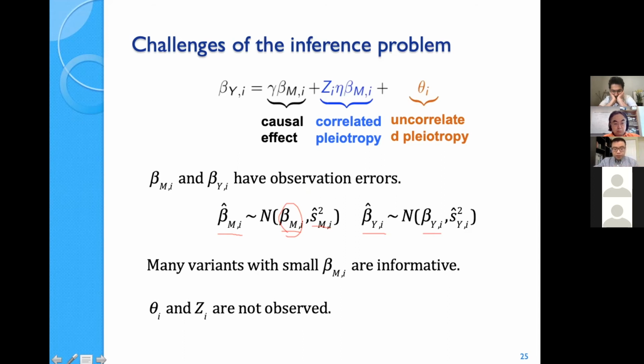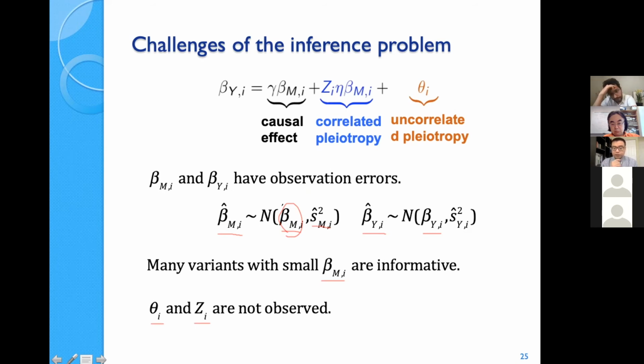And secondly, I want to say that many variants with small beta mi are informative. As I mentioned earlier, in GWAS, people often find that many variants have small effect sizes. So many variants have small effect sizes on the mediator M, but they could be informative for our purpose. They're often ignored in the standard MR setting. And the next variable parameter is theta i. We don't know the theta i term, and Zi is unknown, as I said. So there are a number of unknowns, right? Beta mi, theta, and Zi.